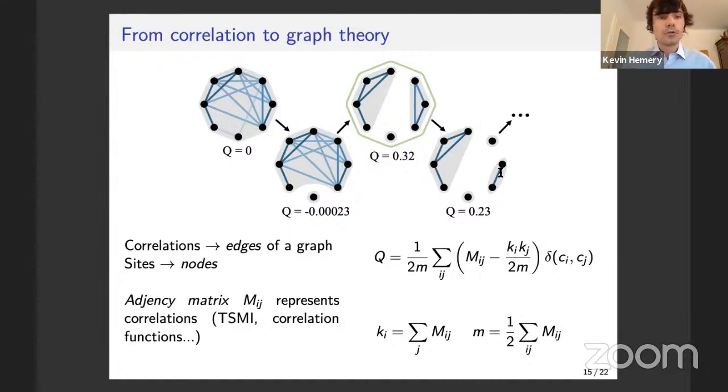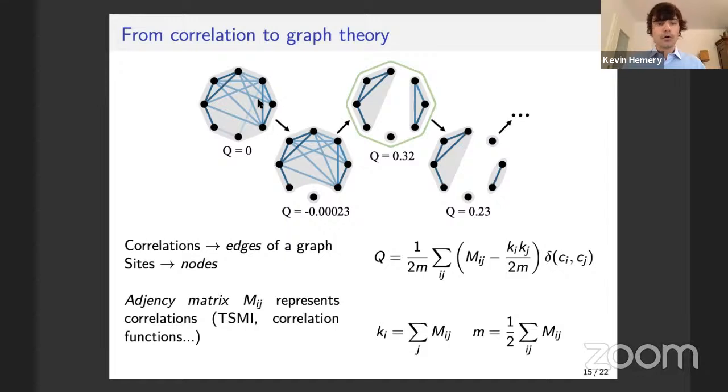Okay, and there are two ingredients that we have used to do this. First is not to look at the entanglement, but to look at the correlations, which are easily accessible in numerics, but also they are accessible in experiments. So it's a nice place to start with. And then to solve this problem of exponential number of partitions, we use tools borrowed from graph theory, which are highly efficient. And as you will see, this solves also the second problem.